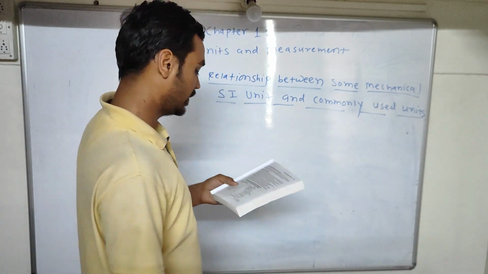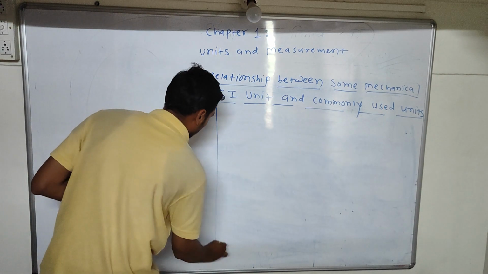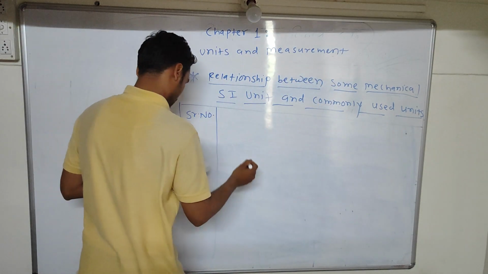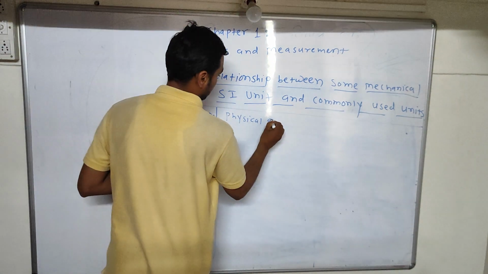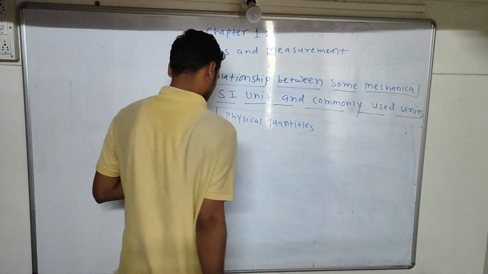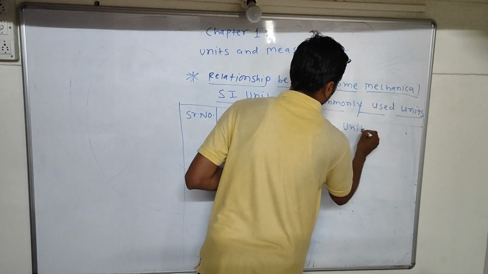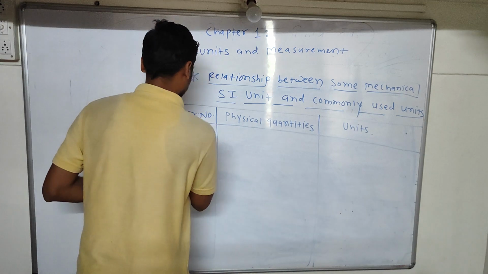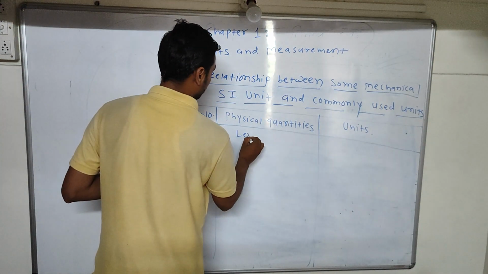We have to see one table. I will write serial number, then physical quantities, then units. First one, length, right? The first physical quantity we have to see is length.